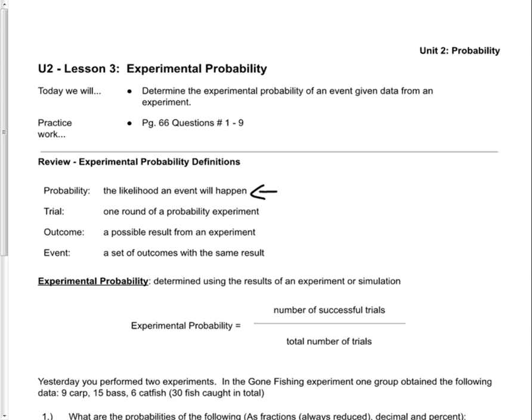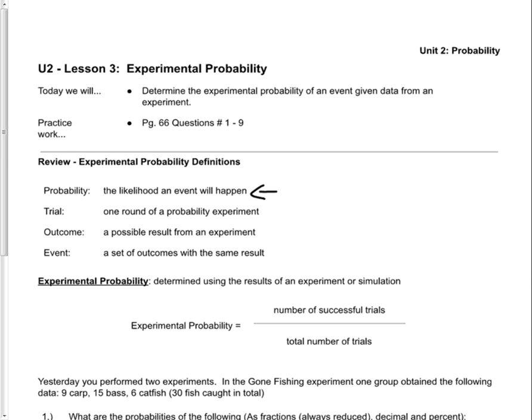Okay, and so as we go through, we're going to conduct trials. So that's one round of a probability experiment. An outcome is the result of a probability experiment. So for example, if I'm rolling a dice and I get a 6, my outcome happens to be a 6. The event is the set of outcomes with the same result. So how many trials resulted in a 6? That is the total number of events that you get in a 6.